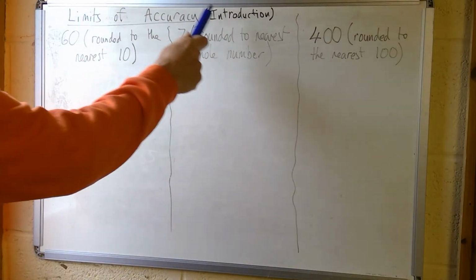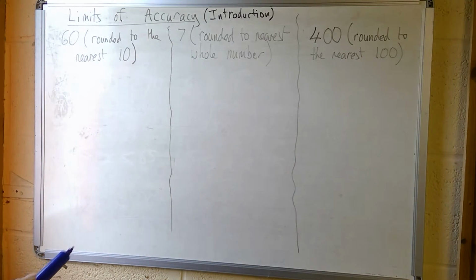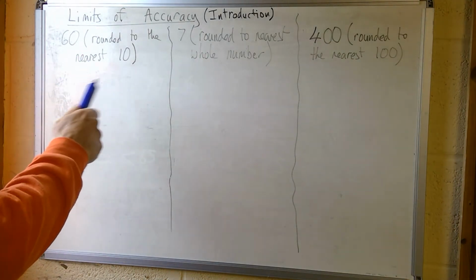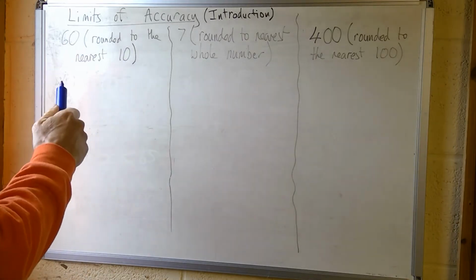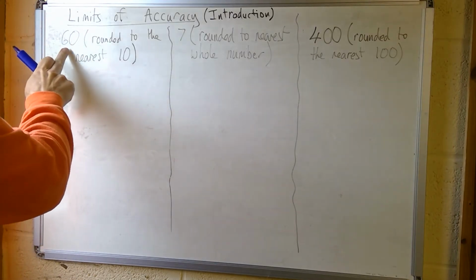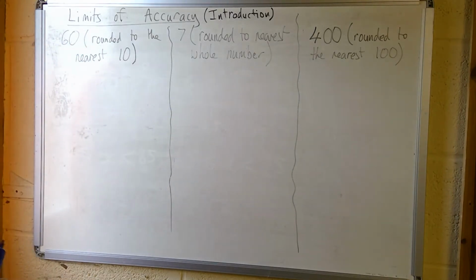Okay, today we're going to have an introduction to limits of accuracy. Finding the limits of accuracy is a little bit like the opposite of rounding. We're going to start with a number that's been rounded to the nearest 10 and it turns out to be 60. So we've got to try and figure out what that number could have been.